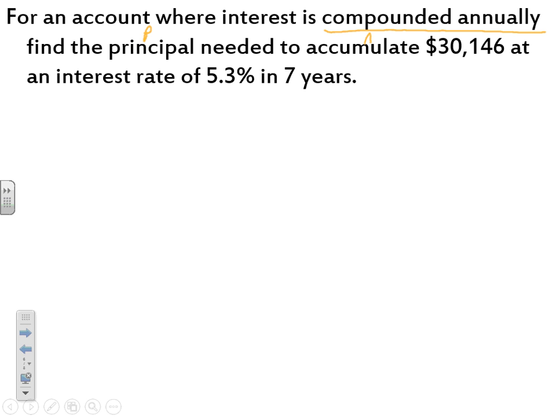The principal needed to accumulate, there's the A, $30,146, at an interest rate. So here's R, and 7, that would be time. The formula that corresponds to the keywords of something being compounded annually is this: P is equal to A over, in parentheses, 1 plus R, to the T power.